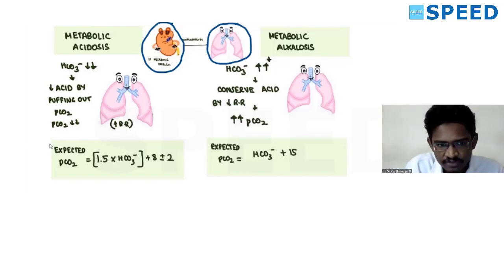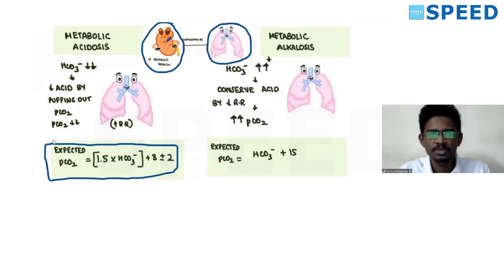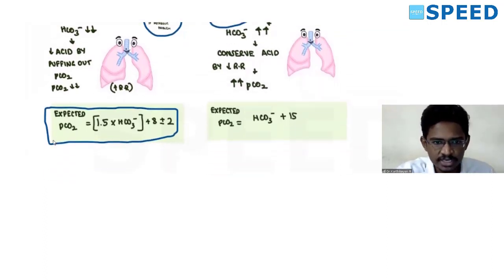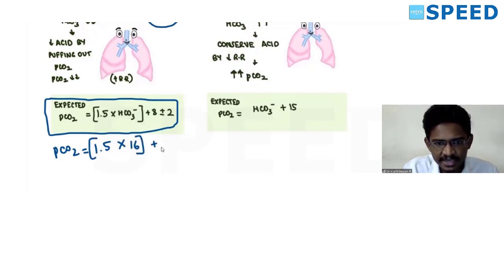Expected carbon dioxide is 1.5 into bicarb plus 8, plus or minus 2. This is the expected partial pressure of carbon dioxide. This formula you should memorize. So here, partial pressure of carbon dioxide should be equal to 1.5 into bicarb, which is given here as 16, plus 8, plus or minus 2.